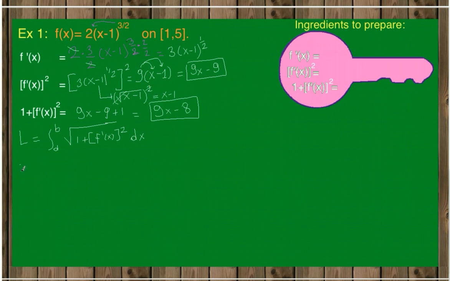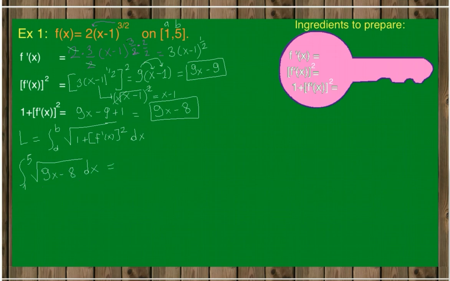Okay, so integral from a to b. In our case, our a is 1 and our b is 5. So from 1 to 5, integral from 1 to 5, square root of 1 plus f prime x squared is, we calculated here, 9x minus 8 dx. So this is our integral setup. Now we're going to calculate this function from 1 to 5. We're going to get the antiderivative of this function and compute the boundaries.